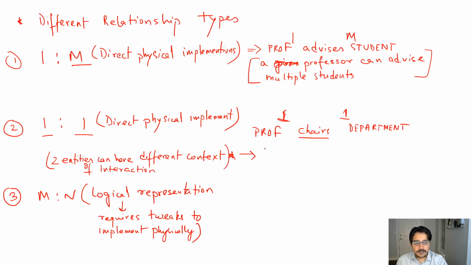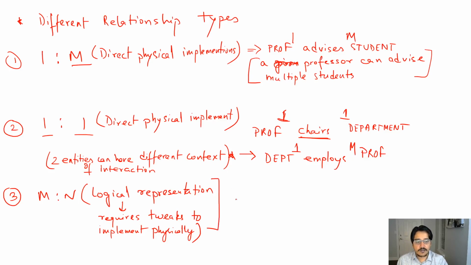The example for that is if we do department employs professor, then suddenly this relationship is 1:m, because a given department can employ multiple professors. However, if the nature of the interaction is chairing or being the head of the department, then it suddenly becomes 1:1.